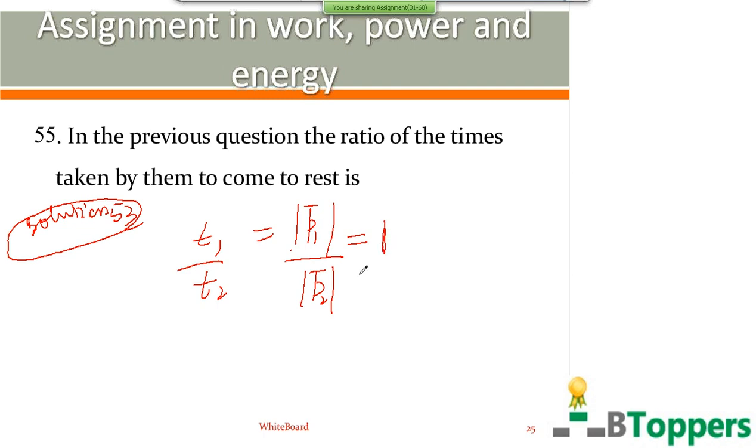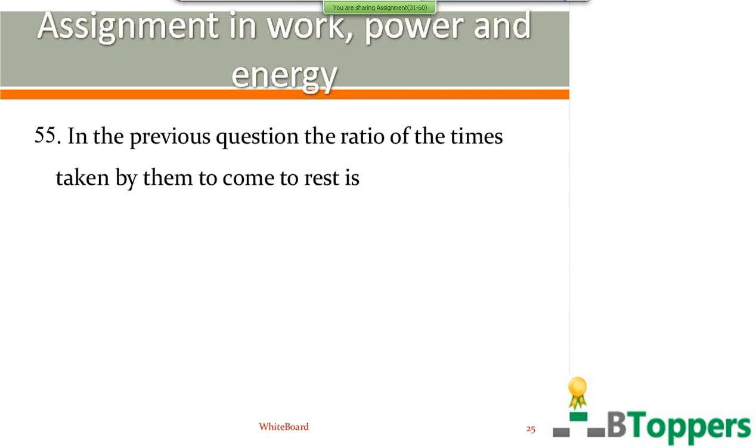Here it is given that both the bodies are moving with the same momentum initially. Therefore, both the bodies take same time to come to rest. So the ratio of the times taken to bring them to rest will be 1:1. This also I have discussed in one of the special cases earlier. So for question number 55, third option is the answer.